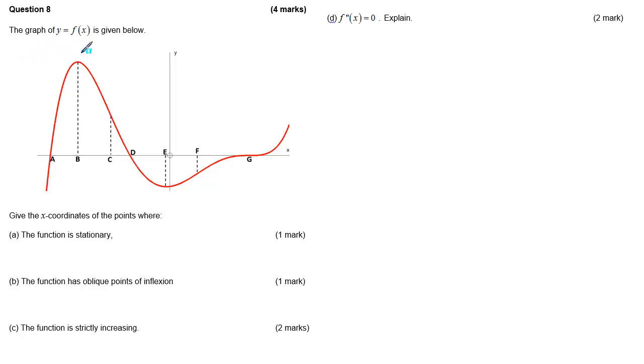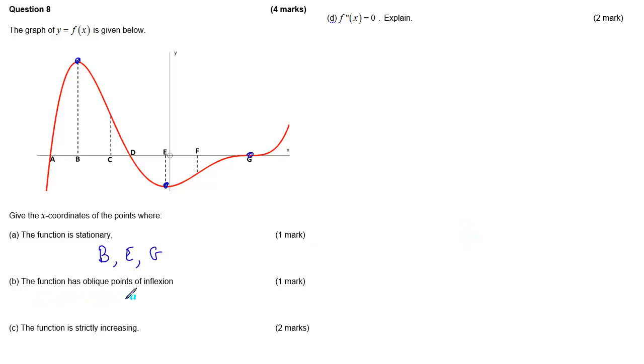The graph of y equals f of x is given below. Give the x coordinates of the points where the function is stationary. So we can see the gradient is 0 here, and here, and here. So that's B, E, and G.